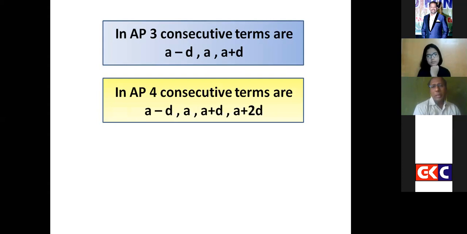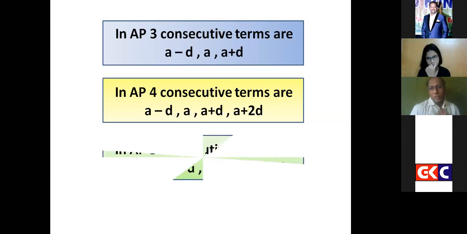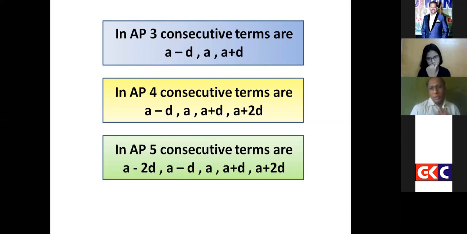What about five? Audio not clear. Yes, will it be A plus 3D? The answer is right, but rather we will deal with A minus 2D, A minus D, A, A plus D, and A plus 2D. Is that clear? Understood? Which five terms will we take? Understood?